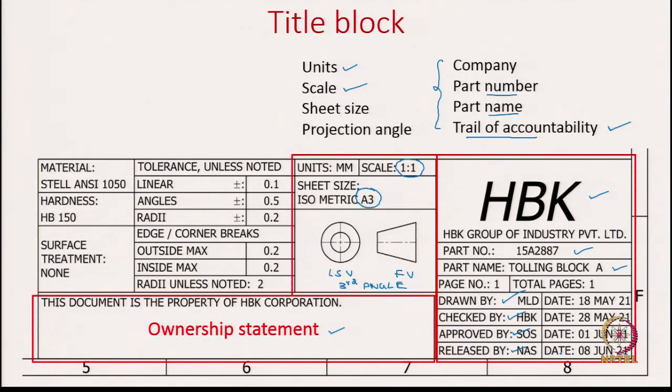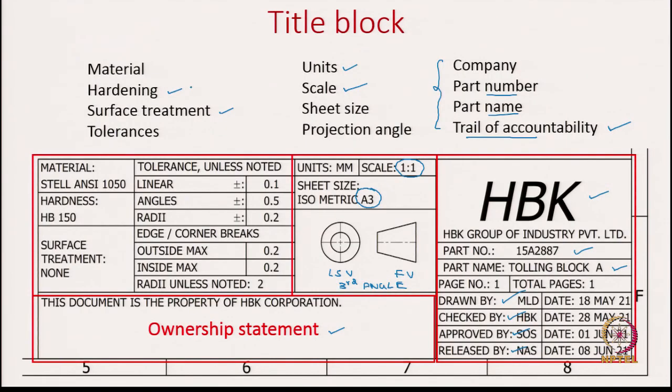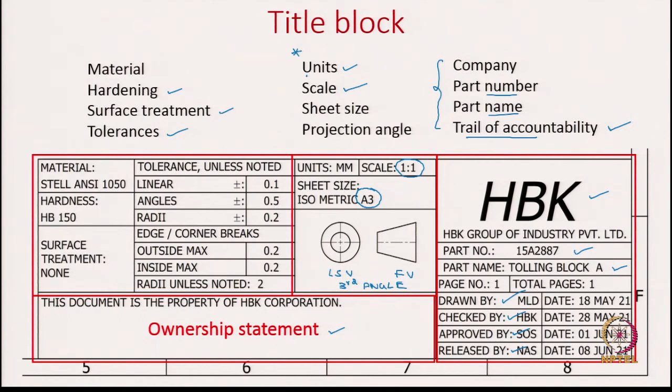Okay. And the last information we have in this title block is the details of the material. You need these details of the material when someone is fabricating the object. They need to know what material they should use to prepare it and any specific treatments they need to do, something like surface treatment, the hardness of the material and the tolerances. This being an introductory course, we will not go into too much detail on all this, but I think this is more important, where we specify the units we use, scale, sheet size and projection angle.